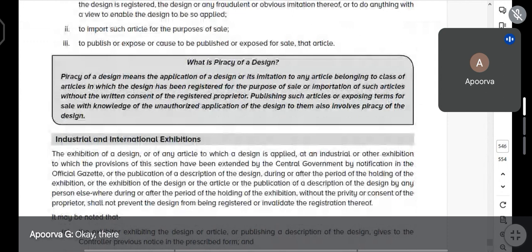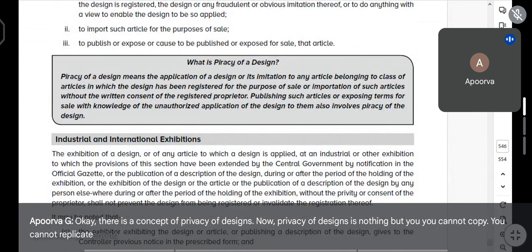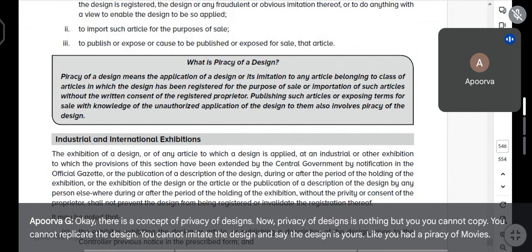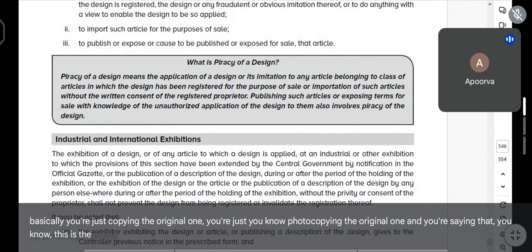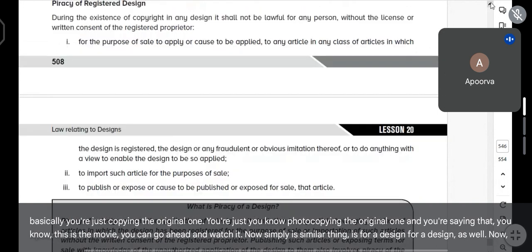Okay, there is a concept of piracy of designs. Piracy of designs is nothing but this: you cannot copy, you cannot replicate the design, you cannot imitate the design and say the design is yours. Like you had piracy of movies. Basically, you're just copying the original one, photocopying the original one, and saying that this is the movie, you can go ahead and watch it. A similar thing applies for a design as well.